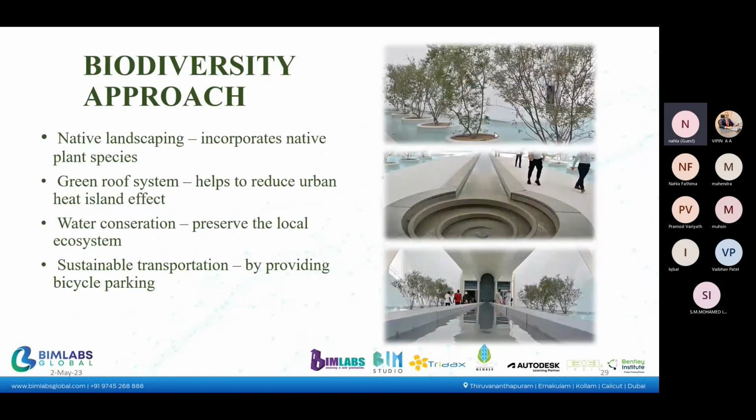Now moving on to certain biodiversity approaches that the building adopted. The first one is native landscaping. As I told you earlier, the building had native plant species in it, to represent the UAE, and also to show the world the importance of farming and planting trees.